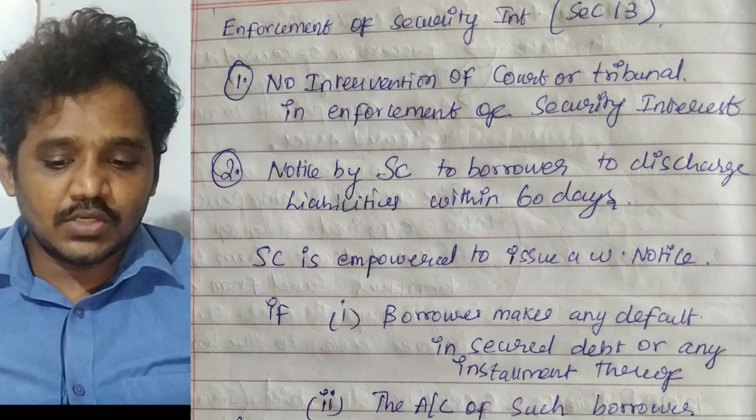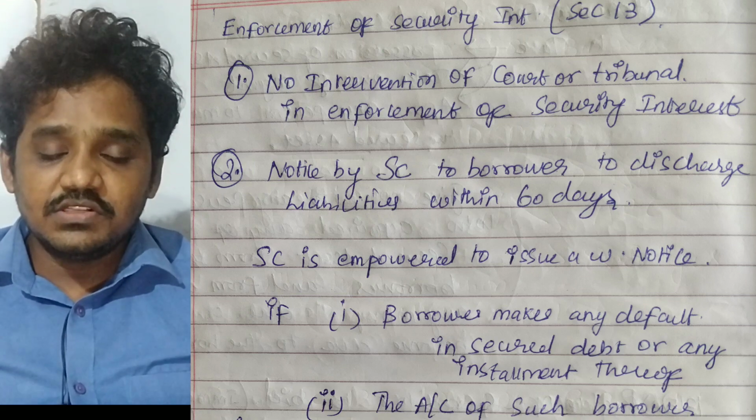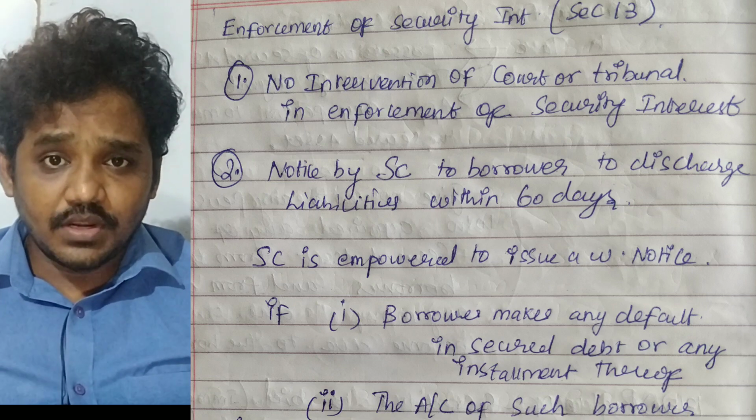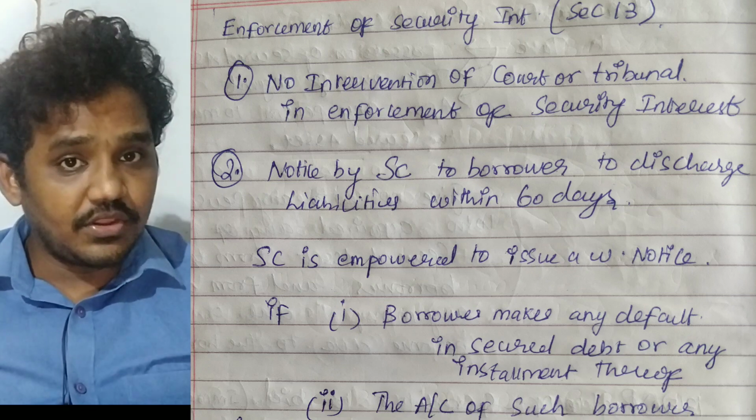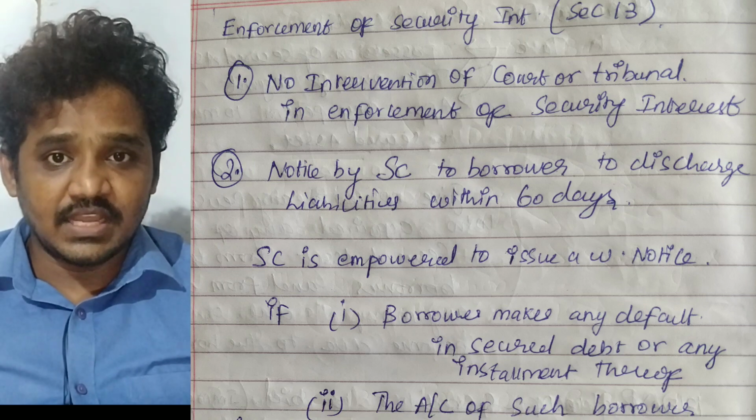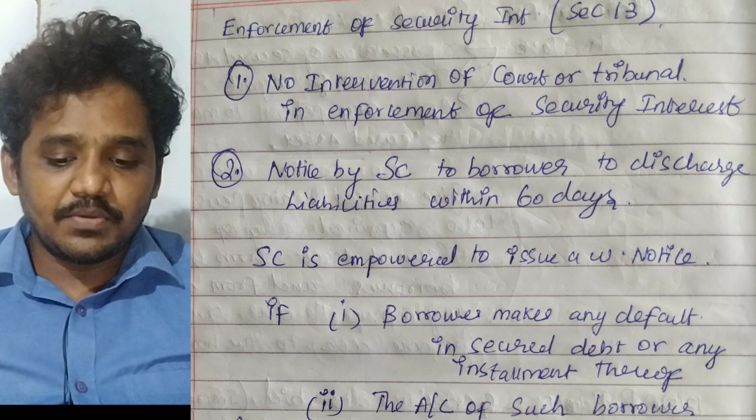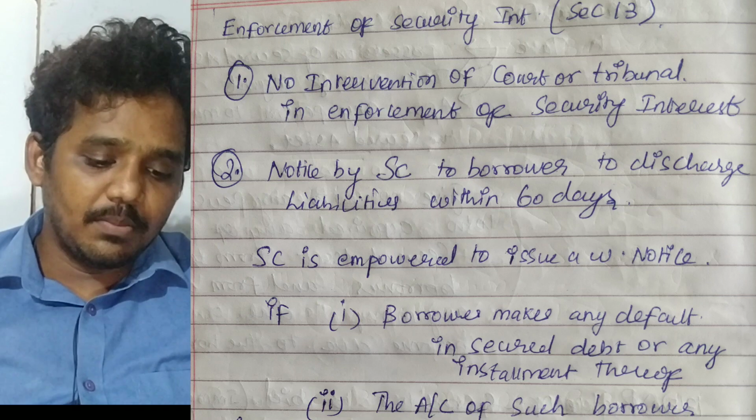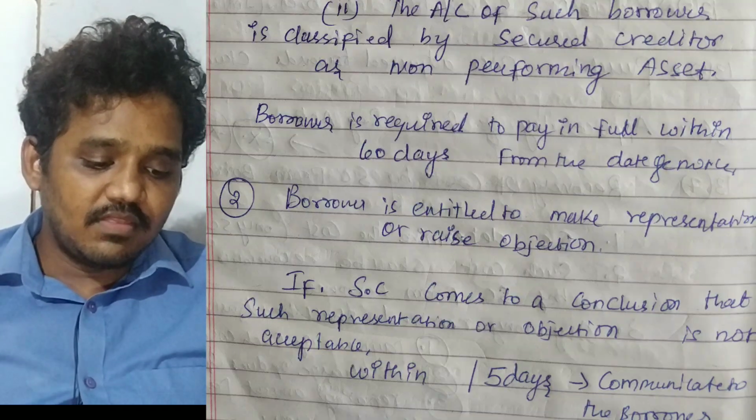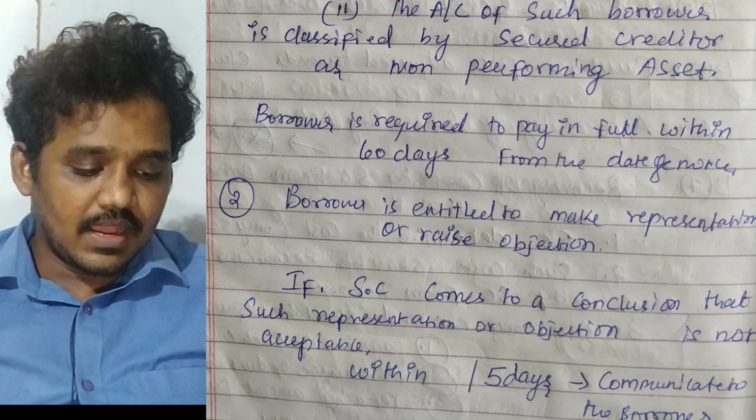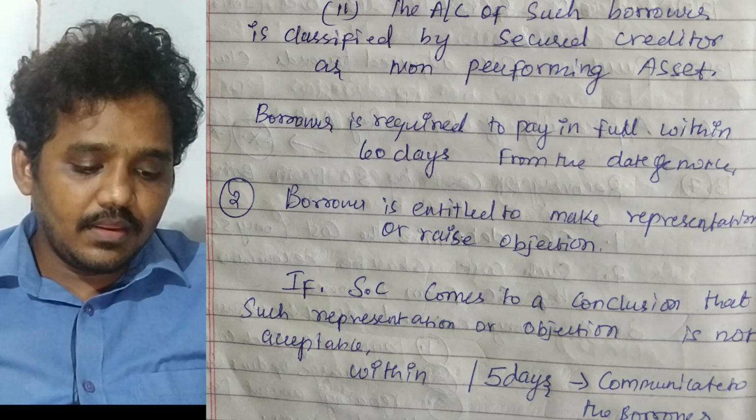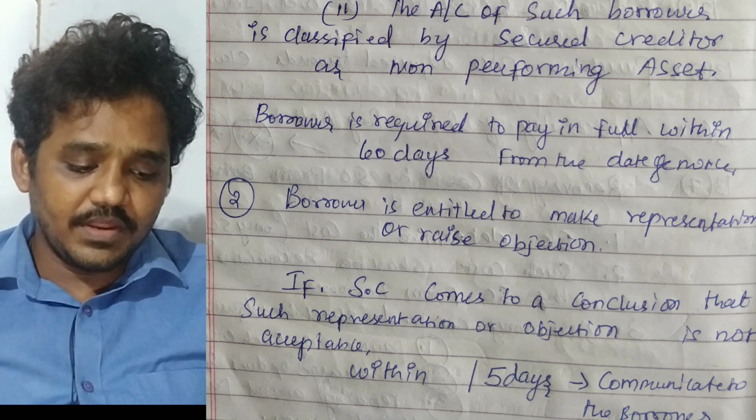Notice by secured creditor to borrower to discharge liabilities within 60 days. Within 60 days of default, a notice should be sent from the secured creditor to the borrower, and then the secured creditor should take some action. Before sending notice, the secured creditor is not entitled to take any action under the Act. The secured creditor is empowered to issue a written notice if the borrower makes any default in a secured debt or any installment thereof, and the account of such borrower is classified by the secured creditor as a non-performing asset. In that case, they can give notice, and the borrower is required to pay in full within 60 days from the date of notice.